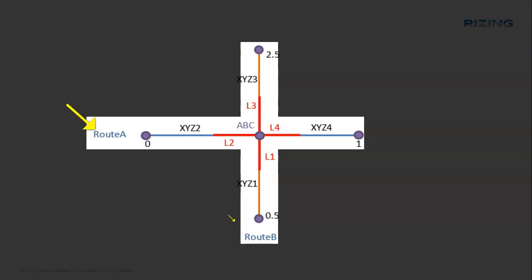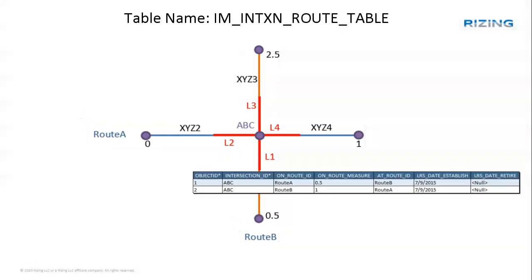In the diagram, Route A and Route B are the routes that participate in the intersection. In this example of the Intersection Routes table, based on our diagram, you can see it contains that unique intersection ID and all crossing route information for the selected intersection, including the MIRE requirements of on and at route ID as well as on route measure. This table can be used to linearly reference intersection points since it has a route ID and measure field.